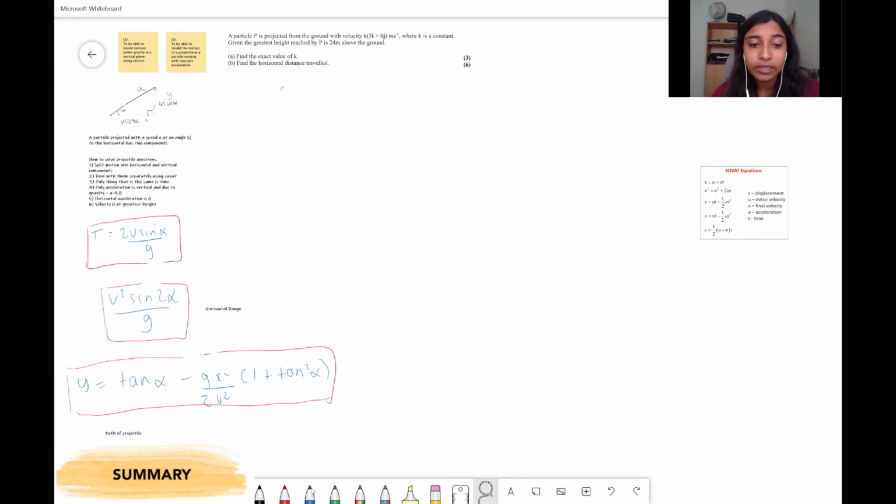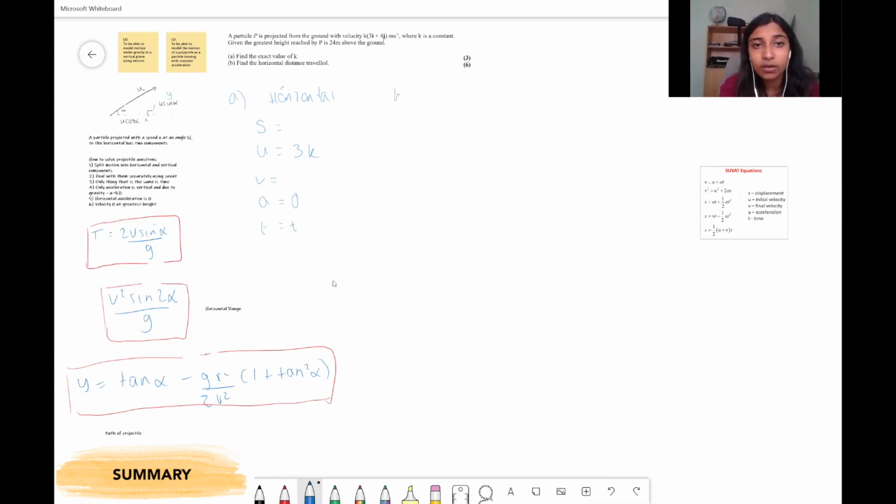So this is an example of where they've given you your horizontal and vertical components in vector form. So the first thing you want to do is split it up into your horizontal first. So your s, they haven't given that. Your u is just equal to 3k. Your v, we don't know what our v would be. Our a is equal to 0, and we don't know what our t is.